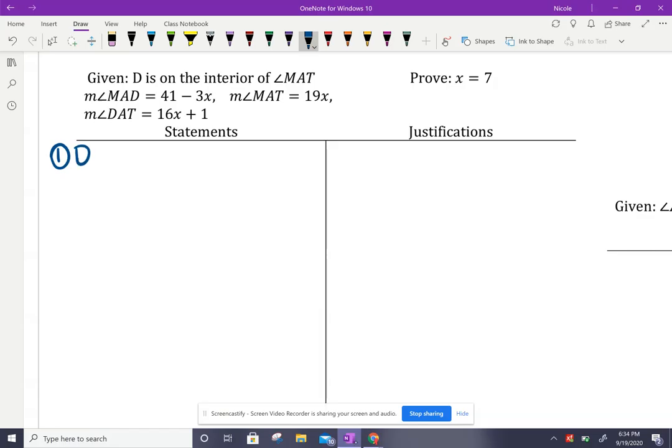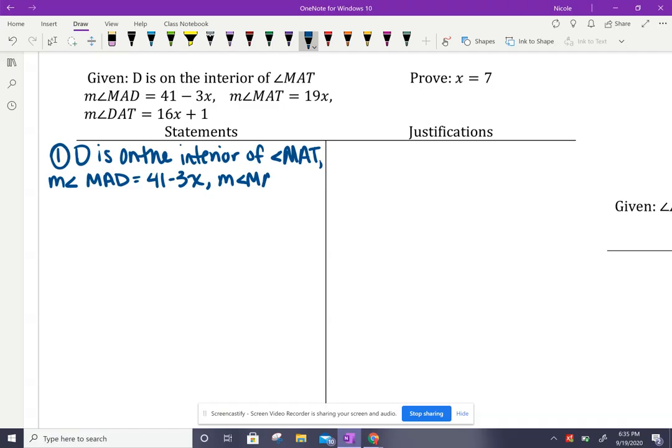So it says point D is on the interior of angle MAT, and it's provided that the measure of angle MAD is 41 minus 3x, that the measure of angle MAT equals 19x, and the measure of angle DAT is equal to 16x plus 1. So that's everything in my first statement, so I'm going to justify that with given.